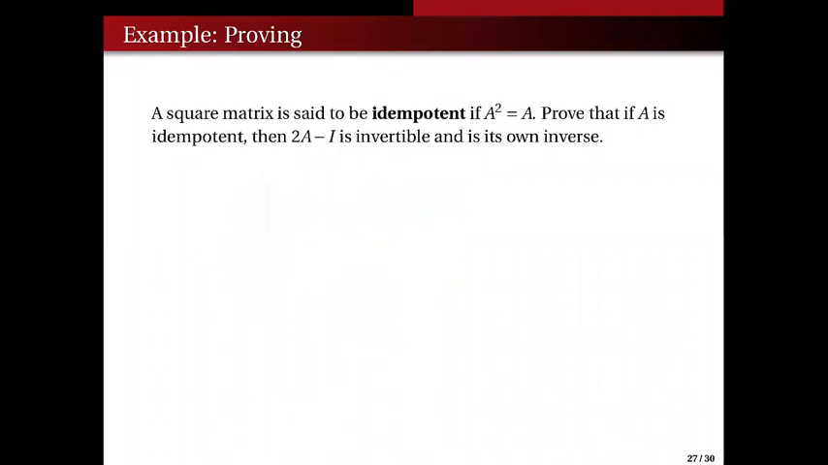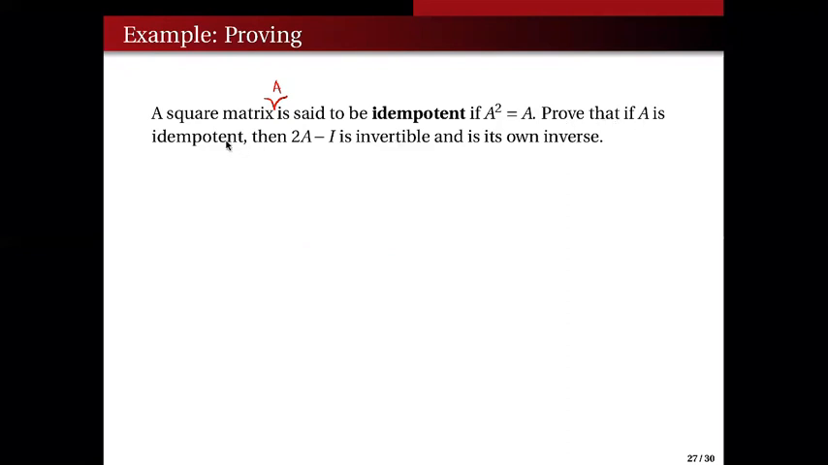For the next problem here, we first define idempotent. A square matrix is said to be idempotent if you square A, you get A. Okay? So a square matrix A is idempotent if A squared equals A. So this is what we want to prove.